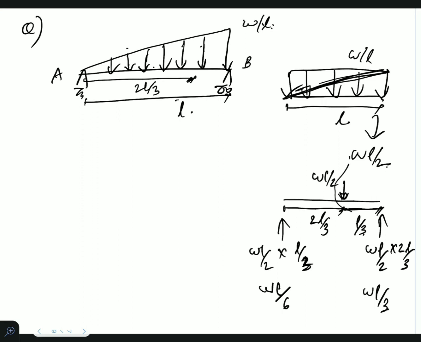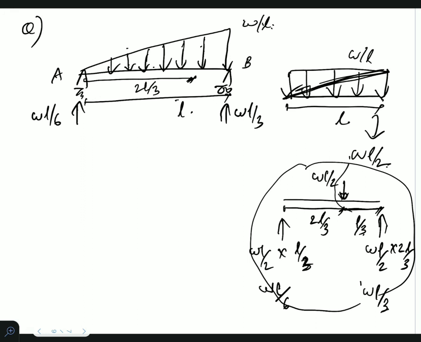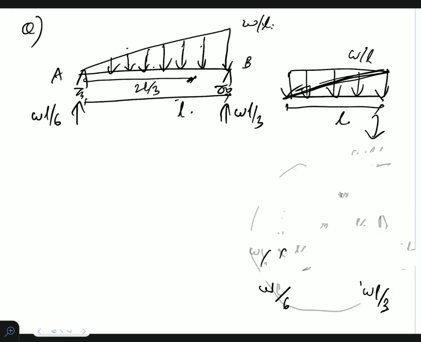So this method I just used in order to find the reactions. Now you know the reactions here. This is WL by 6 and this is WL by 3. Otherwise, using the triangle also, you can find them out. I found this very simple, so I use this method.